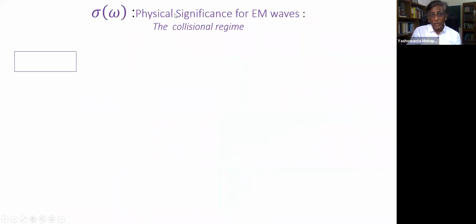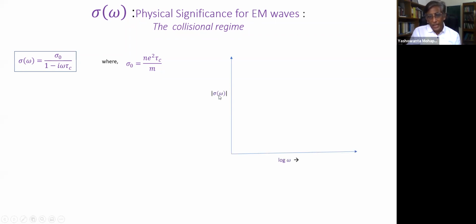All right. So let's look at the physical significance. This is called the collisional regime. I will also look at the other regime. So we have figured out that sigma of omega is sigma naught divided by 1 minus iωτc. What I have been saying in words, let me do it with pictures. Let's plot how sigma as a function of omega will work.